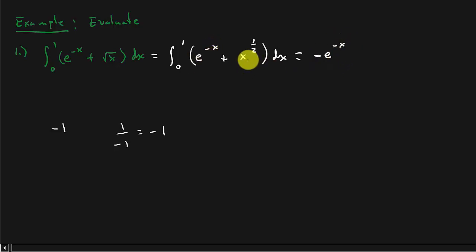And then for this one, that's going to be x to the 3/2, add 1, multiply by the reciprocal of your new exponent, and then we're evaluating that from 0 to 1.